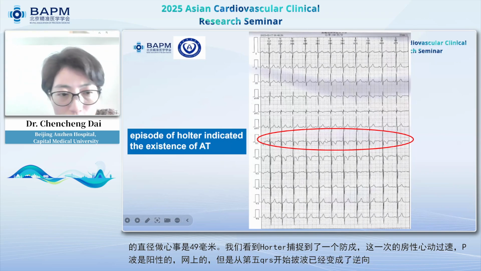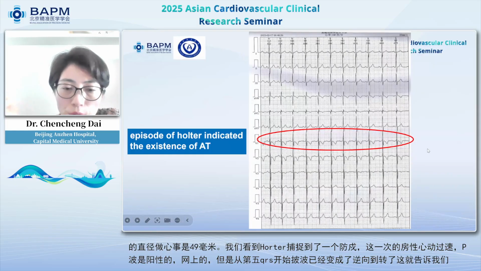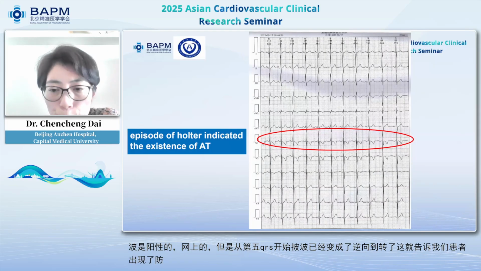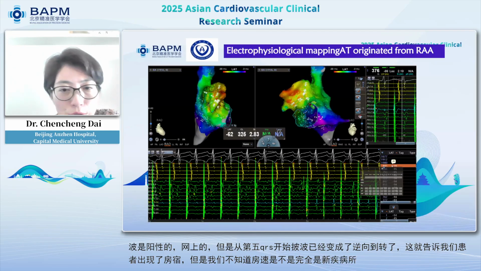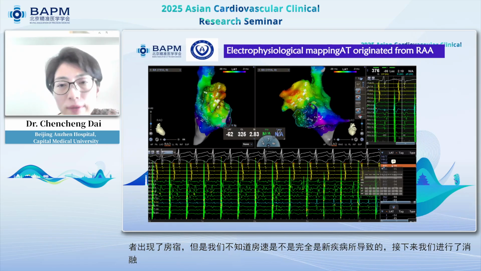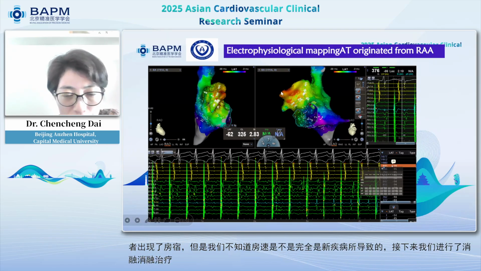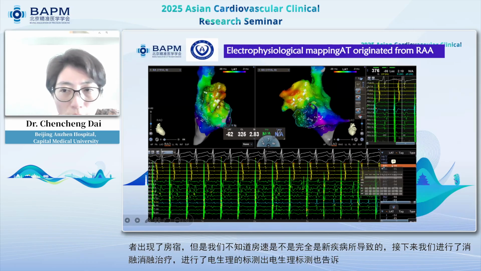This indicated the existence of AT. However, we don't know whether AT is totally attributable to the cardiomyopathy. We performed ablation for this patient. Electrophysiological mapping indicated AT originating from the right atrial appendage.